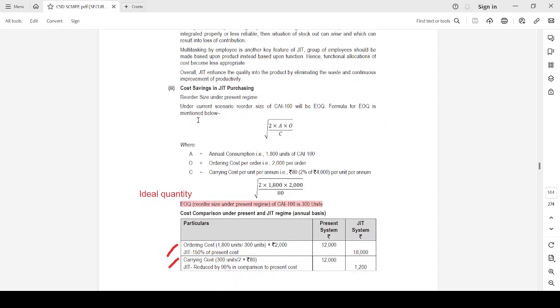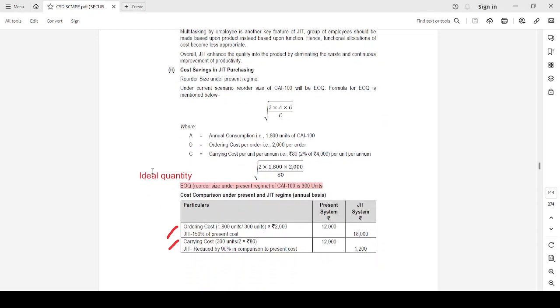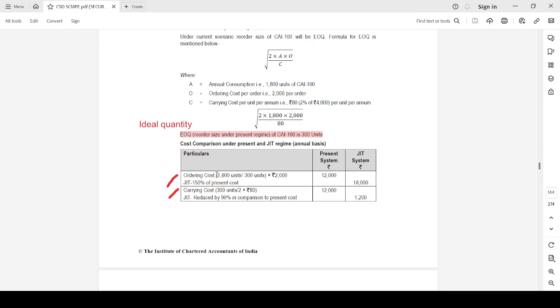So what are the cost savings in JIT purchasing? First we will have to compute the EOQ, that is what the current system is being driven by. So 2 into annual consumption, which is 1800, and ordering cost per order is 2000, and carrying cost per unit would be 2% of 4000, which is nothing but 80 rupees. So my EOQ here would be the root of 2 into 1800 into 2000 by 80, which is 300 units.